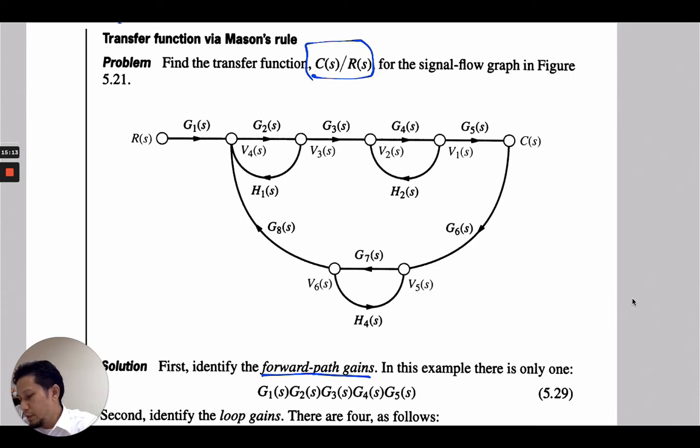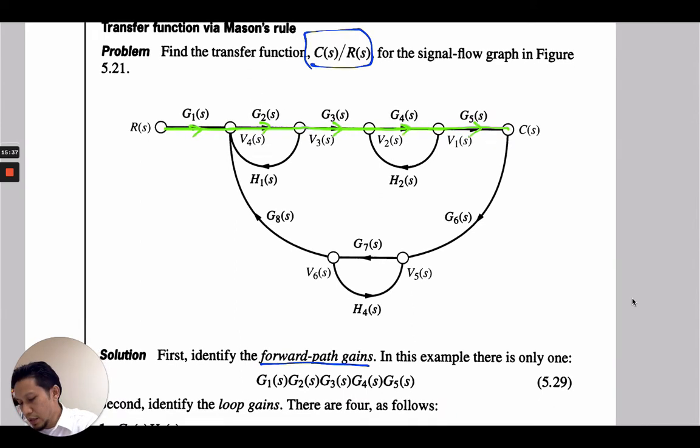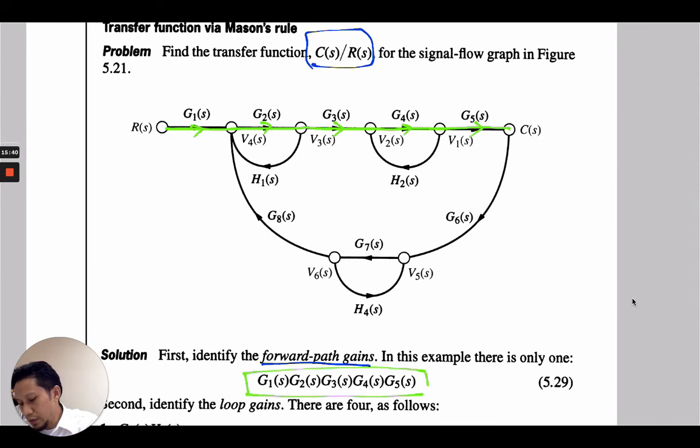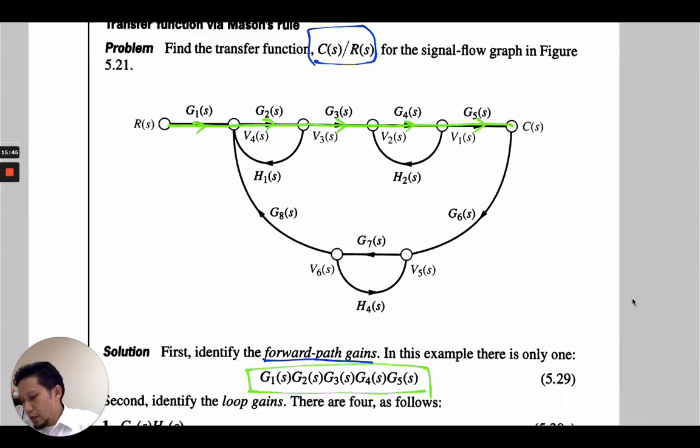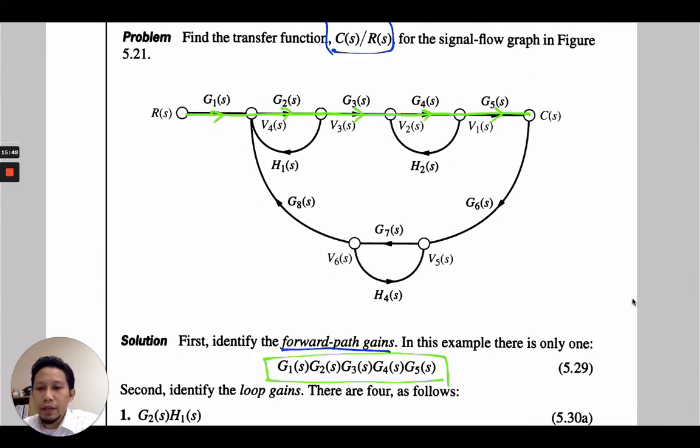We can find the path represented by this. This is the only forward path available in this example. We have G1, G2, G3, G4 and G5. That's why our forward path gain is G1, G2, G3, G4 and G5. The second step is we identify the loop gains.